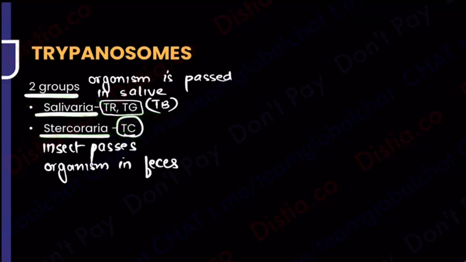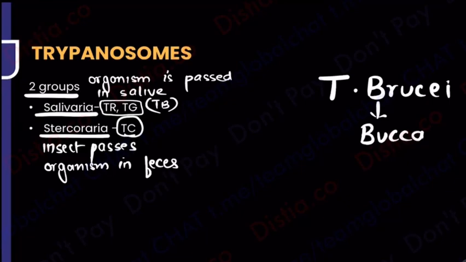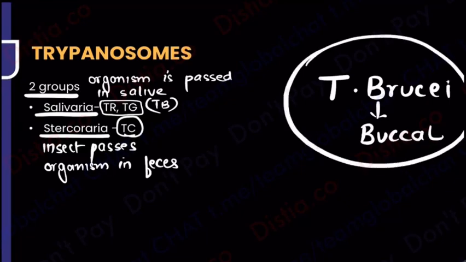And now how am I going to learn it? So Trypanosoma brucei sounds like buckle. B for brucei, B for buckle. So which is it gonna be? Is it the salivaria wala or the stercoraria wala? This means insect is gonna spit it out. That is buckle se matlab spit it out. Whereas Trypanosoma cruzi matlab insect is gonna shit it out. Now let's start with the first one.